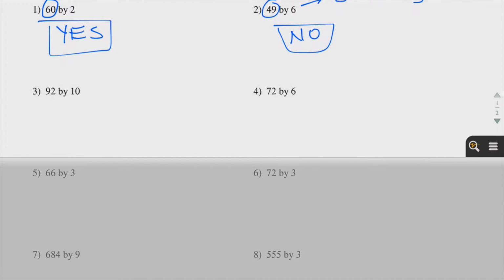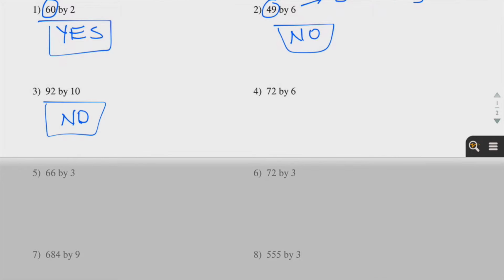Okay, number 3. Is 92 divisible by 10? The rule for 10 is if the number ends in a 0, then 10 is divisible into that number. So looking at 92, 92 ends in a 2, not a 0, so 92 is not divisible by 10.